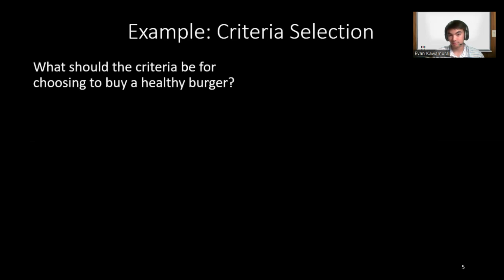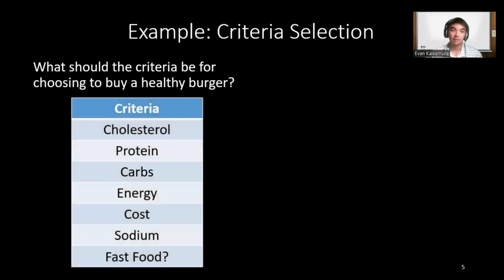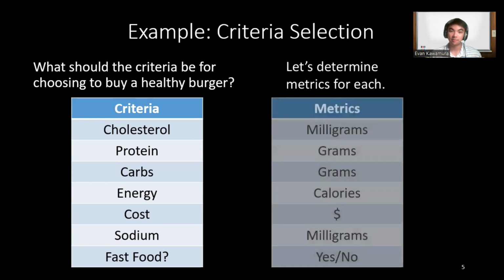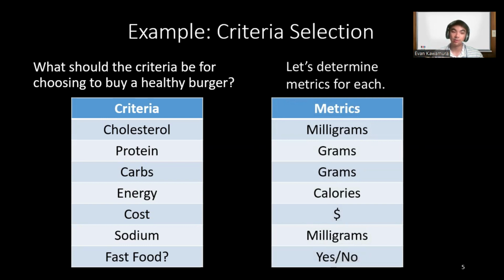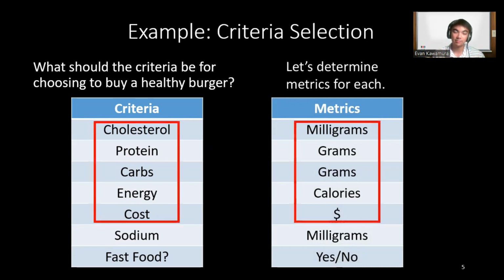So let's look at some examples. Let's say you have a question: what should the criteria be for choosing to buy a healthy burger? Let's say you're looking at different things like cholesterol, protein, carbohydrates, energy, sodium, cost, and is it fast food, yes or no? Let's determine metrics for each of these. Cholesterol we can measure in milligrams, protein in grams, carbs in grams, energy in calories, cost in dollars, sodium in milligrams, and fast food is just yes or no. Now, because we want between 3 to 5, let's just pick 5. Let's go with cholesterol, protein, carbs, energy, and cost, for this simple example.